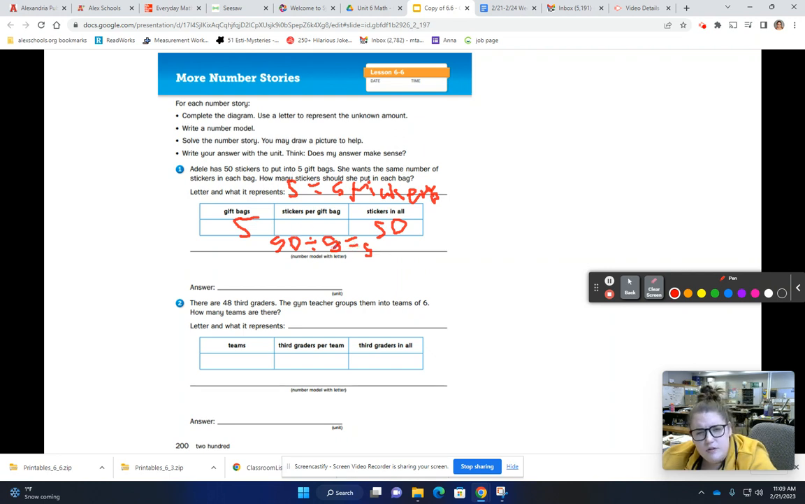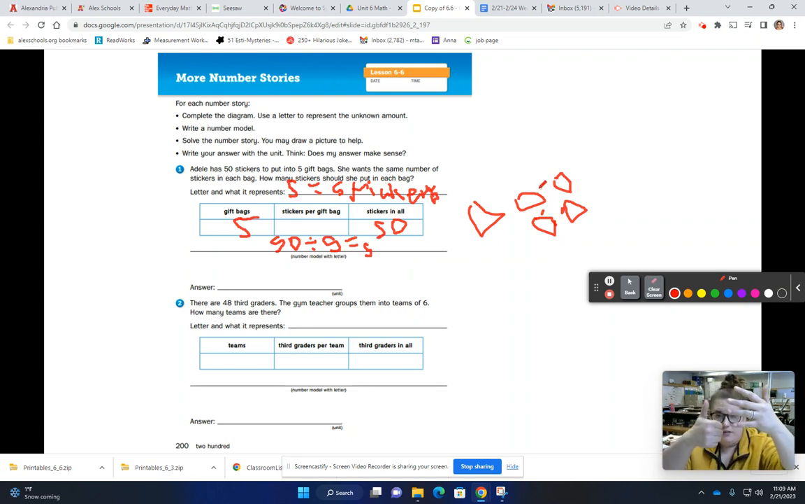If division's hard, you could draw 5 circles and then give one out to each of the circles until you use 50. You could do it that way, or you could just count by 5s. 5, 10, 15, 20, 25, 30, 35, 40, 45, 50. So each bag gets 10 S, and I'm just going to abbreviate stickers with an S because the handwriting is hard with the drawing tool.